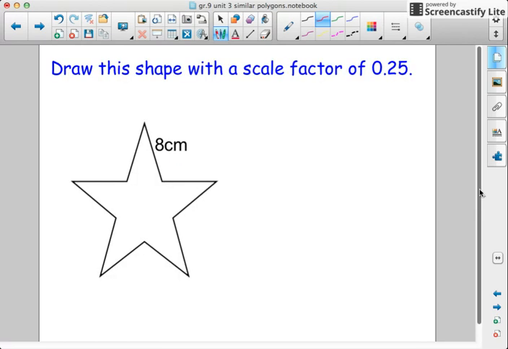You could also do this to draw a new shape. So if I had this star and each side is 8 centimeters, scale factor is 0.25, so I'm doing a reduction. So I could go 8 times 0.25, and that would give me 2. So each of my side lengths on my new star that I draw are going to be 2 centimeters. So that's scale factors and how we can use them.